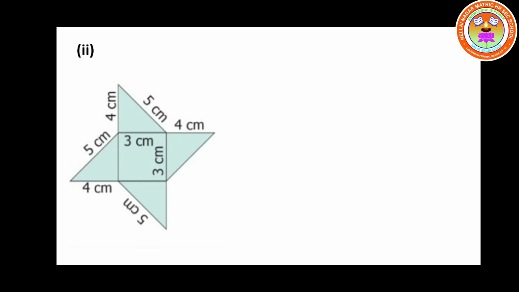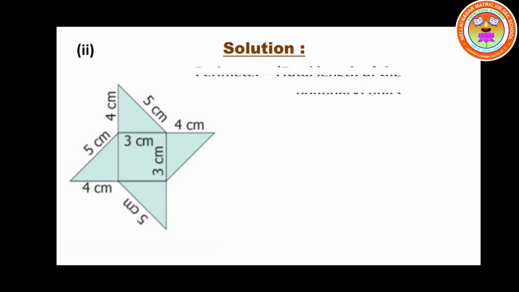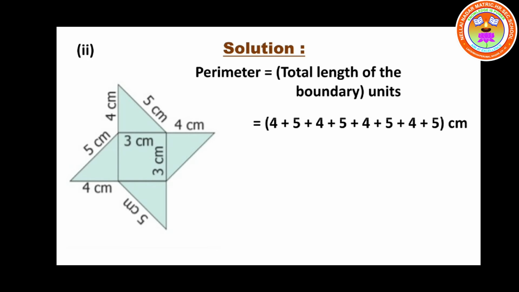This is the diagram. Okay, now let us find first perimeter. So perimeter, what is the formula? Total length of the boundary. Okay, so you have 4 centimeter, 4 plus 5 plus 4 plus 5 plus 4 plus 5 plus 4 plus 5. Okay, totally you have 4 triangles and the outer thing is 5 they are given, that is the slanted, and the height is 4. So you have to add. Your answer is 36 centimeter. So now the perimeter is equal to 36 centimeter.